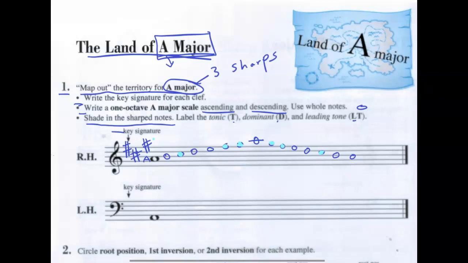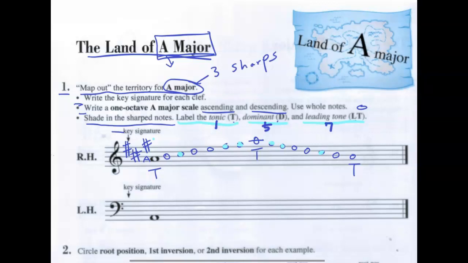Okay. And now let's label the tonic as T, dominant as D, and leading tone as LT. We've been doing this. Tonic is the first note of the scale, dominant is the 5th note of the scale, leading tone is the 7th note of the scale. Okay, so A is tonic here. A, another A, tonic. And the last note is also tonic.